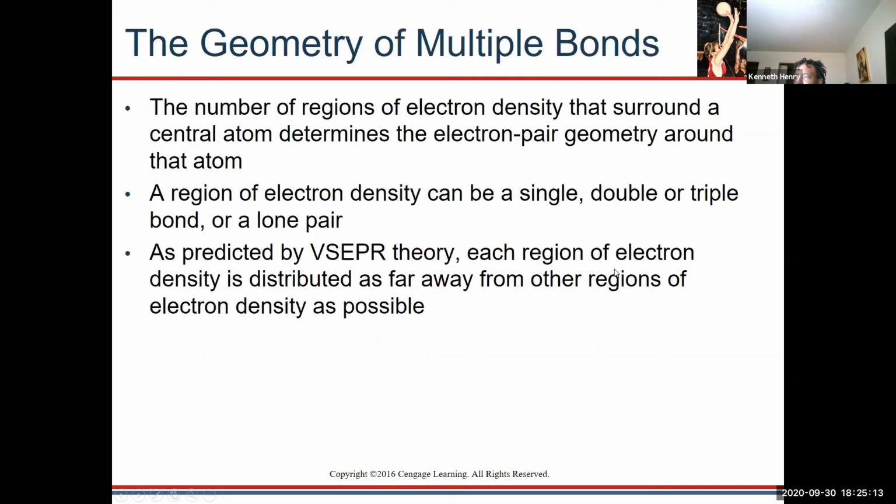Okay, let's see. So what happens when we have multiple bonds? How is that going to change our wedge diagram? How is that going to change our geometry? The way that you handle that is, let's say we have C2H4, where we have 2 center atoms. So what is the Lewis dot structure going to look like for this guy?